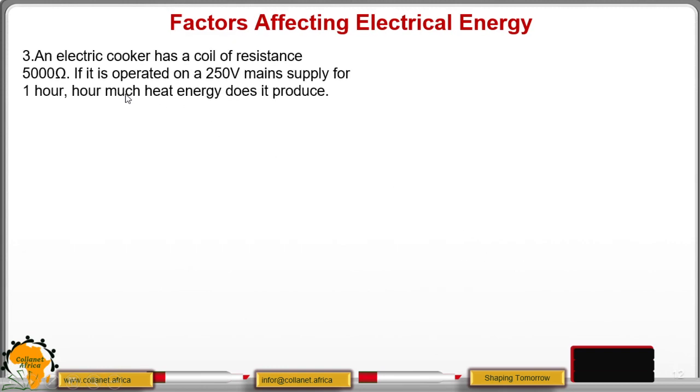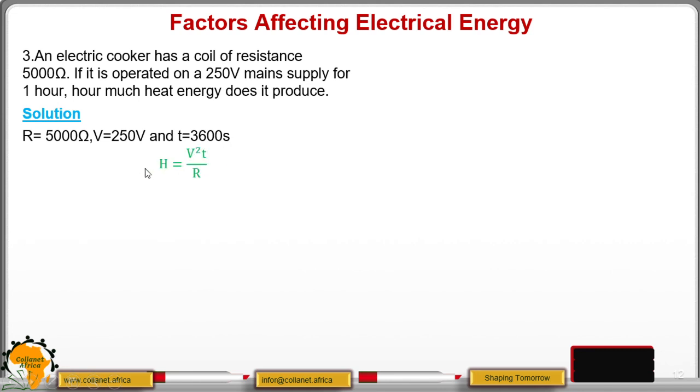Then from there, we have another example. An electric cooker has a coil of resistance 5,000 ohms. If it is operated on a 250 volts mains supply for 1 hour, how much heat energy does it produce? We proceed as follows. First of all, it is very important to write what is given. We have the resistance as 5,000, the voltage as 250, and the time as 1 hour. If you convert 1 hour into seconds, you multiply 60 by 60, which is 3,600 seconds.